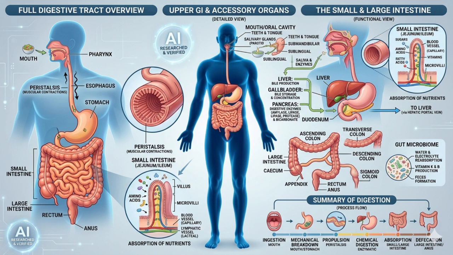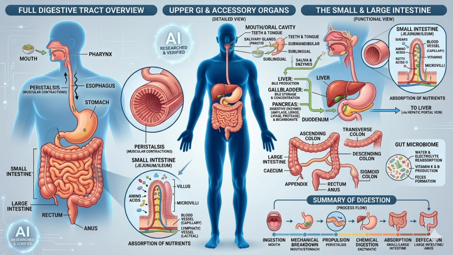It functions by breaking down food mechanically and chemically into molecular components: proteins into amino acids, fats into fatty acids and glycerol, and carbohydrates into simple sugars, to be absorbed and used for energy, growth, and cellular repair.